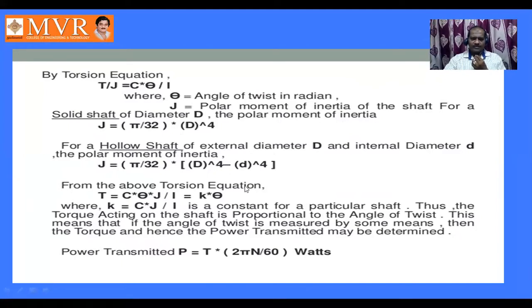From the above equation, T is equal to C J by L into theta, that is equal to K theta, where K is equal to C J by L, a constant for a particular shaft. Thus, torque acting on the shaft is proportional to the angle of twist, because C, J, L are constants. This means that if the angle of twist is measured by some means, then the torque and hence the power transmitted can be measured.